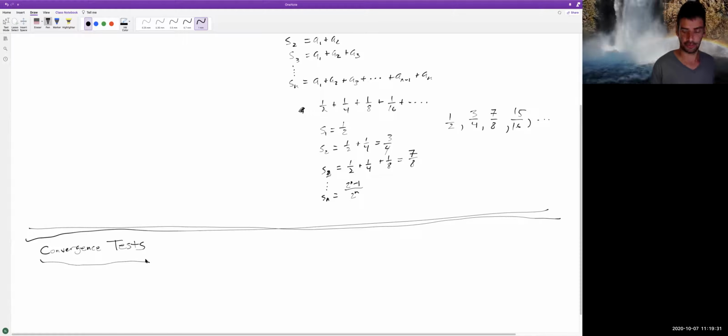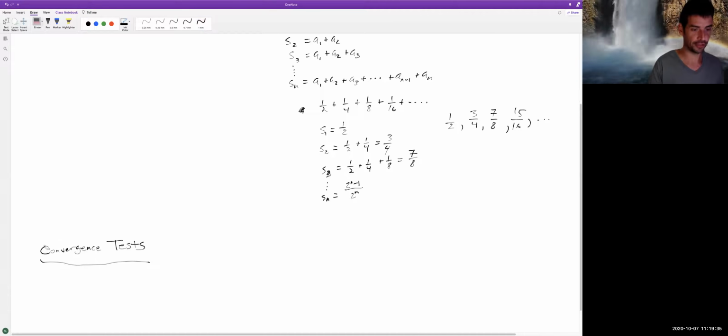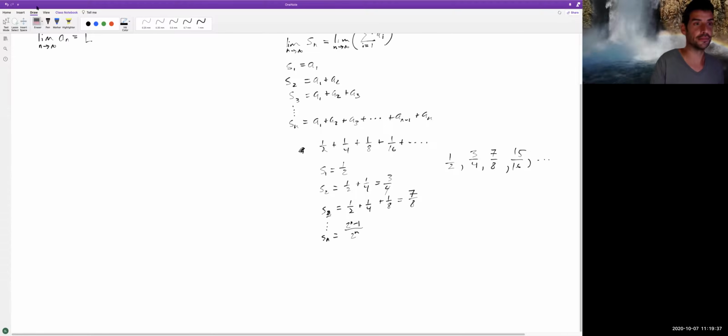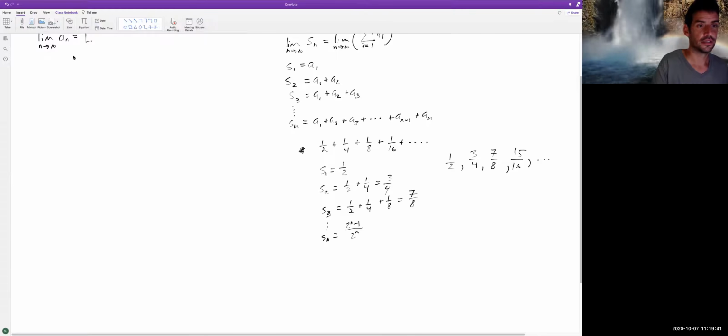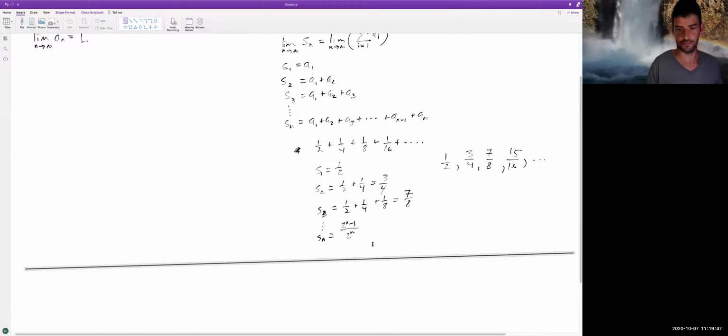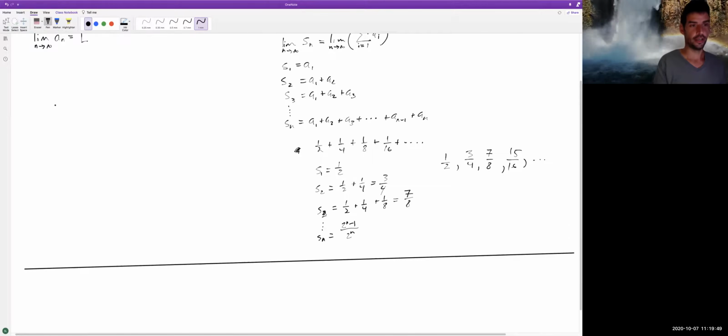Oops, my setup's a little wonky, so I feel like I'm being sloppy. Let's nicen this up a little bit. Let's make a nice straight line. That's better.